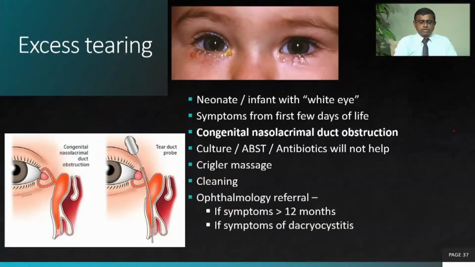And ophthalmology referral is indicated if you are not sure about the diagnosis. Or if the symptoms last more than 12 months. Or if there are signs of any infection, if there is red eye, if there is periorbital edema or cellulitis, things like that, you can refer.